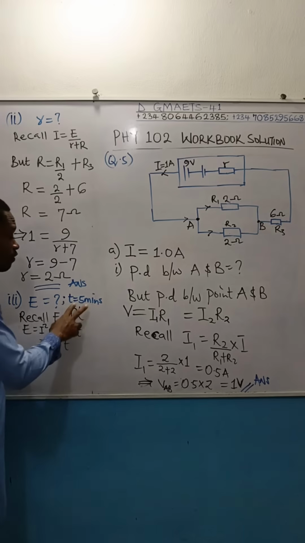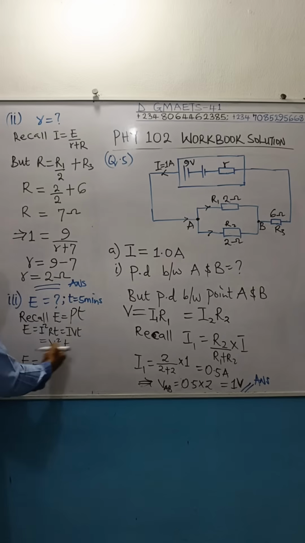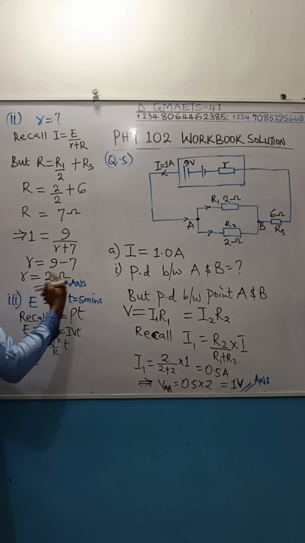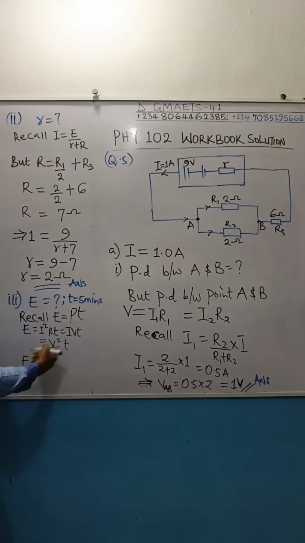Of course, you have to convert these minutes to seconds by multiplying by 60. We shall use this formula, I squared RT. I think our R is 7. I avoid this issue of square. Even if you do square, 1 squared is still 1 because the total current is 1 there. Anyway, let me use IVT instead of I squared RT. But confirm using I squared RT, you still get the same thing.